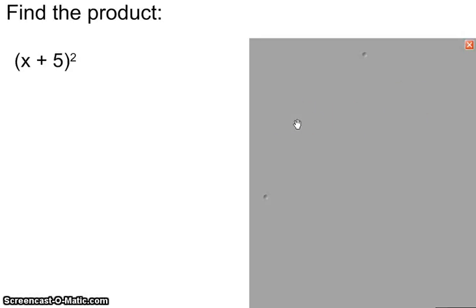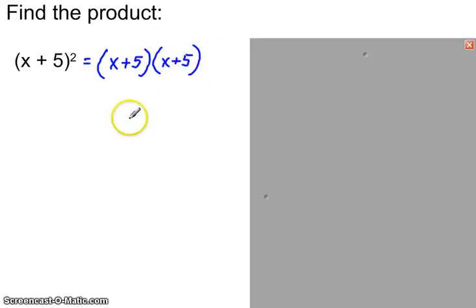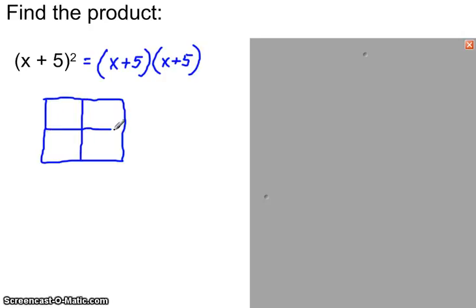Alright, so to set up this whole idea, what I want to do is find the product of x plus 5 quantity squared. And x plus 5 is a binomial, so remember what this means. It would be x plus 5 times itself, x plus 5. So if we were to multiply this out, we would use the window. So we'll do that. We'd have an x and a 5 and another x and a 5.